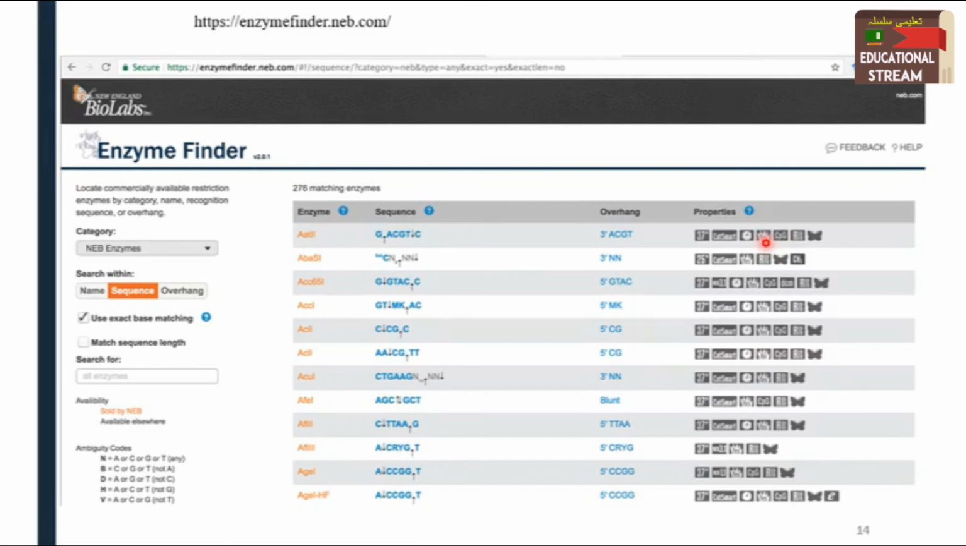CpG shows that it may be sensitive to methylation. Like if C or G is present, like you can see over here in its sequence, C and G is present, it means that it can be methylated at this position. Then the R symbol shows that this enzyme is produced by using recombinant DNA technology, and this butterfly symbol is for NEB, that this enzyme is synthesized in New England Biolabs.